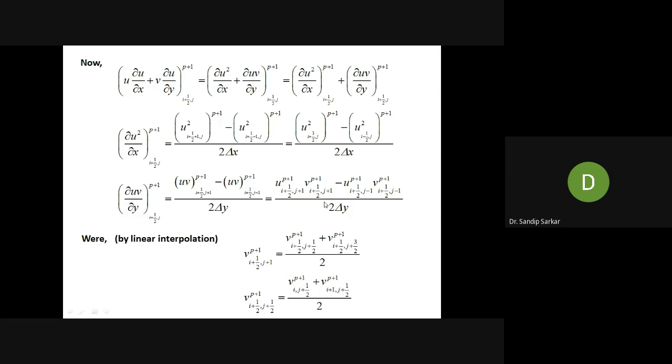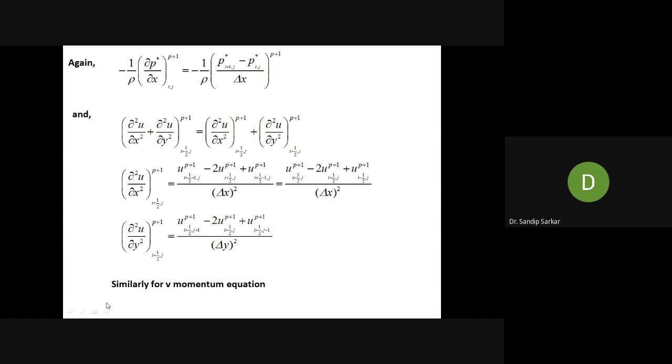of the momentum equation. Similarly, you can also apply a similar kind of discretization scheme at the staggered grid points for the v momentum predictor equation. You can apply the similar discretization scheme while discretizing the v momentum predictor equation at the staggered grid points. Is that clear to everybody?